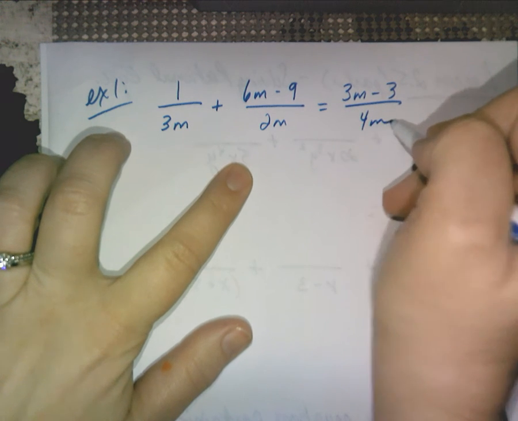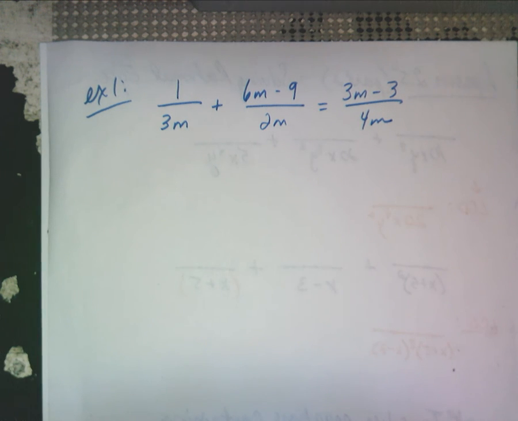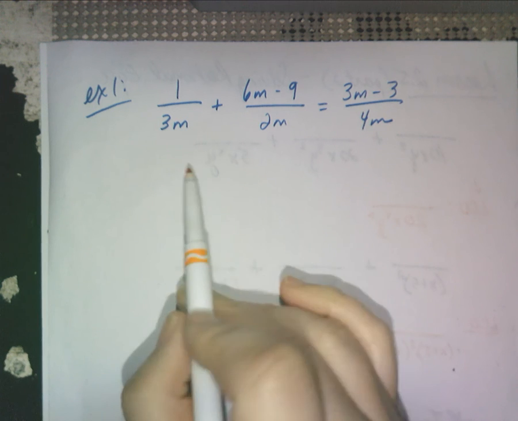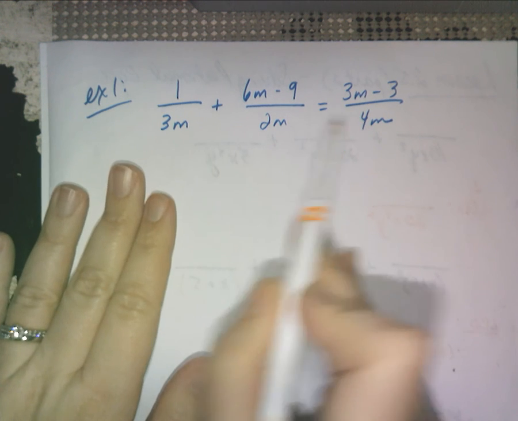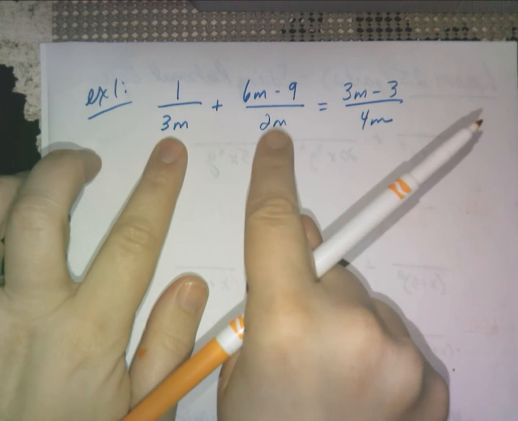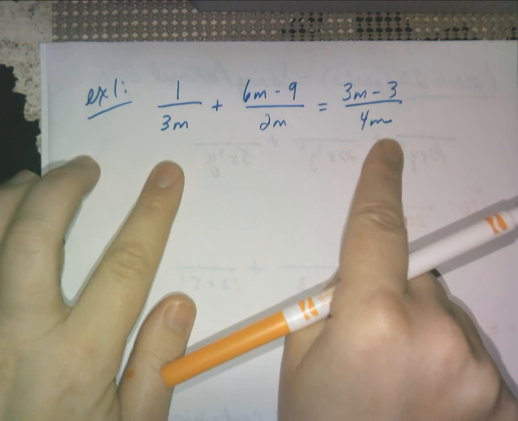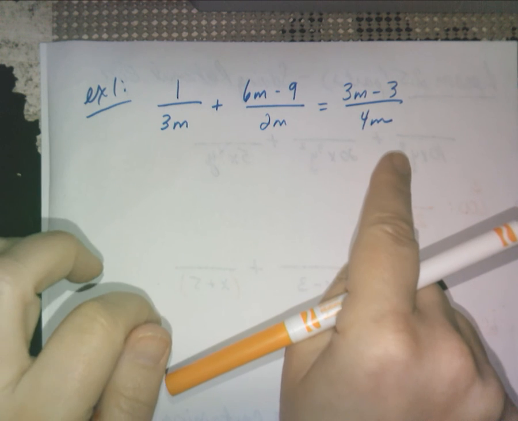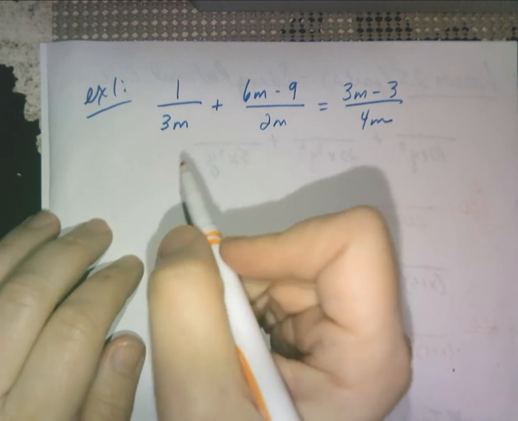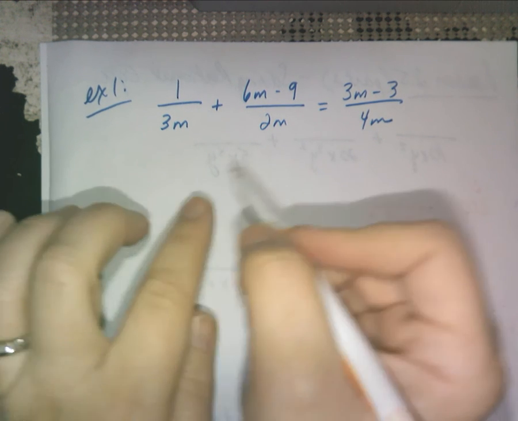Over 4M, okay? I would probably say this is Algebra 1, because you should have done these in Algebra 1. So the first thing, and there's reasons to doing what I do, I first look to see what's the common denominator between a 3M, a 2M, and a 4M. What's the common denominator? 12M.